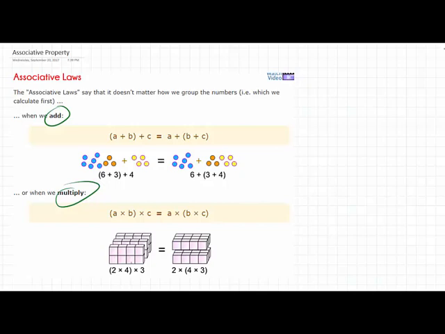Same with multiplication. If you do the quantity 2 times 4 times 3, it's the same thing as 2 times the quantity 4 times 3, which are both going to be 12. I'm sorry, 24.